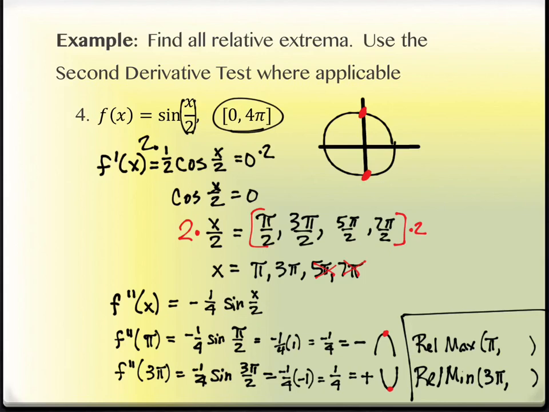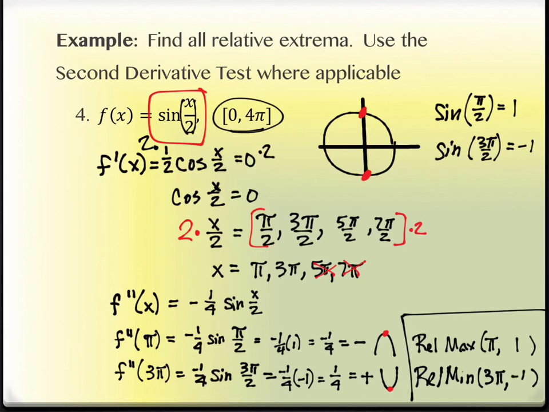Back in the very original, right? It's always going back to the original when we're reporting our answers at the end. So I'm going back up here to the sine of x over 2. So I need the sine of pi over 2, and I need the sine of 3 pi over 2, which we've already talked about because it showed up in the second derivative. What was the sine of pi over 2? 1. And 3 pi over 2? Negative 1. So this one's 1, and this one's negative 1. All right. Any questions on that?